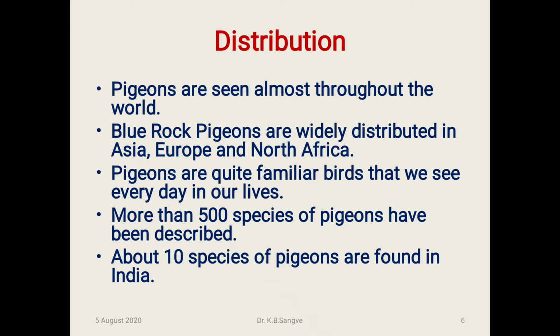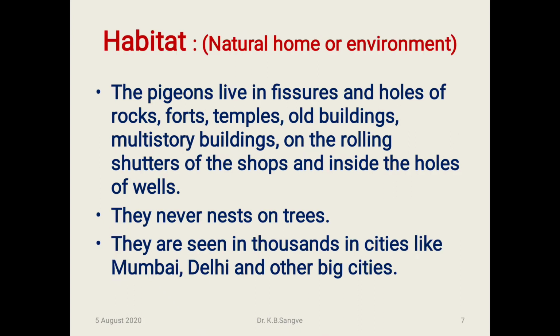Distribution. Pigeons are seen almost throughout the world. Blue rock pigeons are widely distributed in Asia, Europe and North Africa. Pigeons are quite familiar birds that we see every day in our life. More than 500 species of pigeons have been described. About 10 species of pigeons are found in India. One bird that comes under the pigeon group, the green pigeon, is the state bird of Maharashtra.